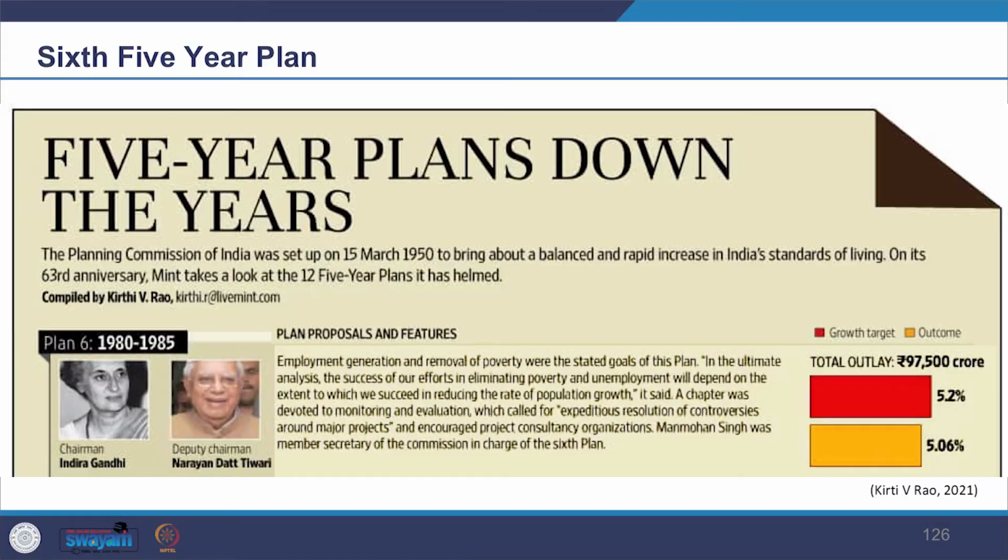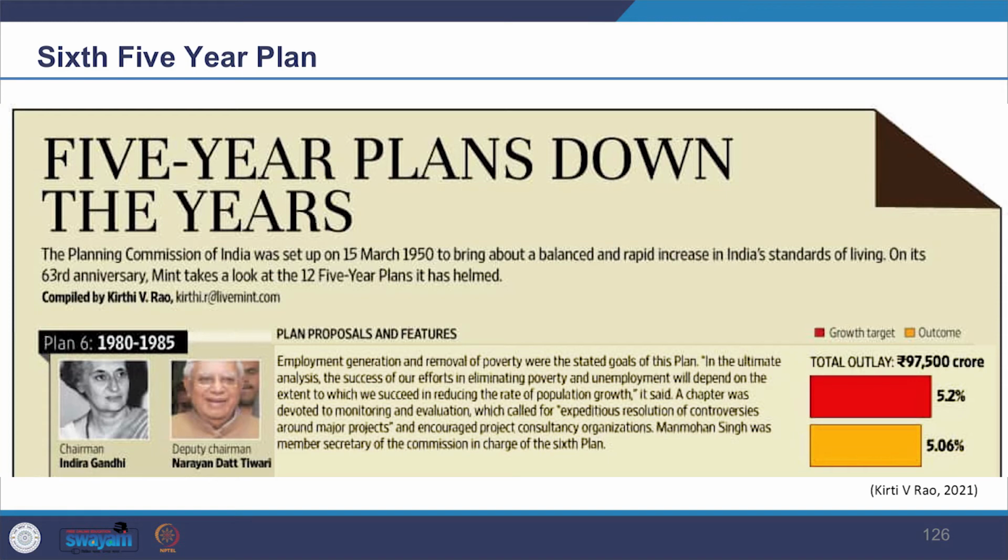Congress regained power and addressed the issue of poverty and creating an enabling environment by expanding the economy. The sixth plan by Congress for the planned period 1980 to 85 targeted a growth rate of 5.2% and attained a growth rate of 5.7%. The plan focused on increase in national income, modernization of technology with focus on reduction in poverty and unemployment.